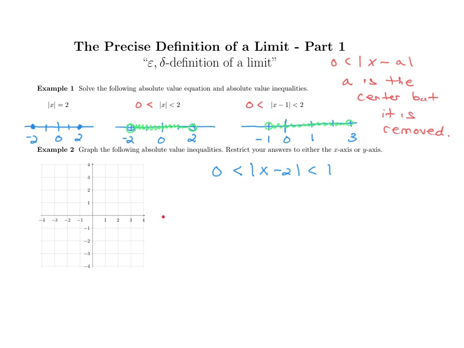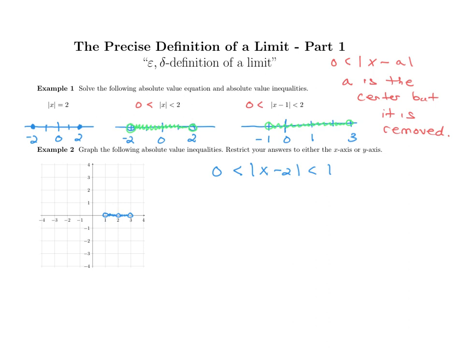I have to know where the middle is, and that's at positive 2. Here, we're allowed to go a distance of 1 from 2, and including this part means we just throw away 2. So the answer looks like this. We won't include 1, we won't include 3, and we also won't include 2. But we're going to take everything in between those numbers. And on the x-axis, this inequality solves this.